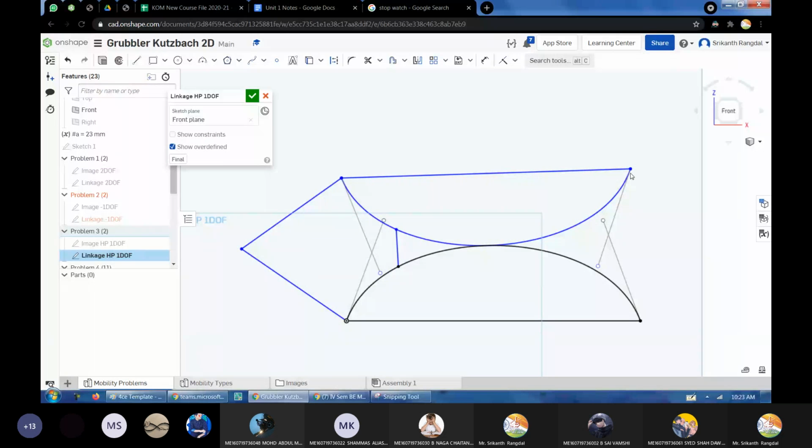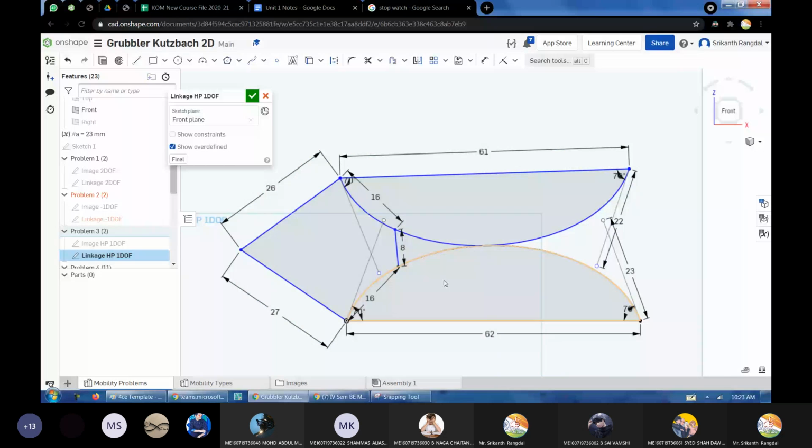So how many links are there in this? Anyone? 5. Let's count. 1, 2, 3, 4, and this one 5. So there are a total of 5 links here.